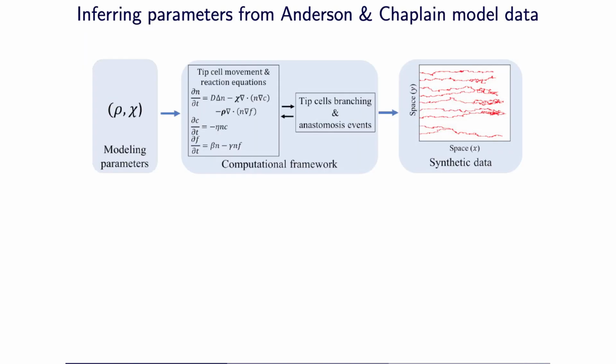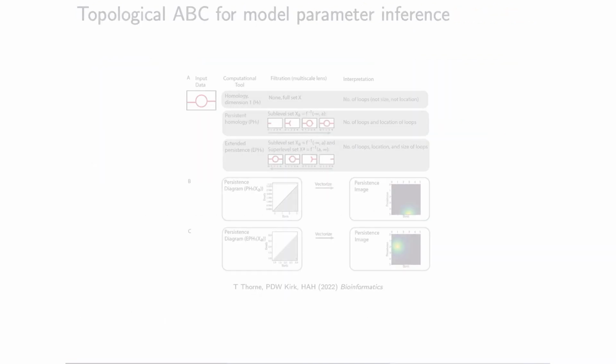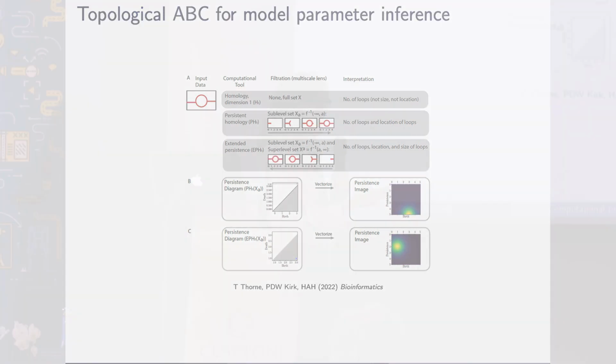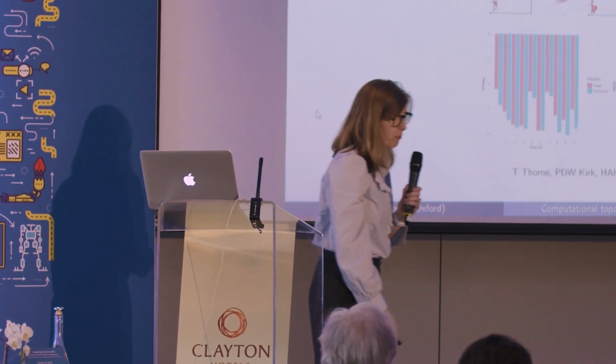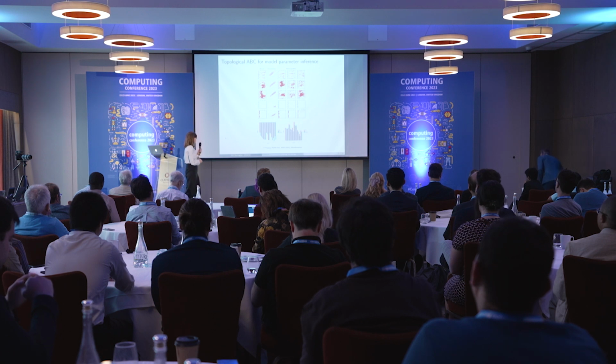And then we might want to ask the reverse question: given some data, can we go backwards? And we built this topological Bayesian framework, which, in the interest of time, I'm going to go through quickly, but the idea here is that we can not only capture the number of loops and the location of them, but also their size. And this was nice because we can then go back to the domain experts and show them and explain what the differences are. And our framework works very well from the observed data to the posterior predictive.